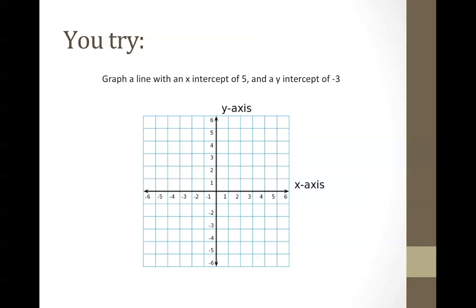Next, let's see if you can graph a line just by knowing its intercepts. Suppose that I told you that there's a line that has an x-intercept of 5 and a y-intercept of -3. Is that enough information to graph the line? Well, it is. You would find that if you plotted the x-intercept of 5 on the x-axis and the y-intercept of -3 on the y-axis, you'd have 2 points that you could connect together to make a line. Go ahead and do that and resume the presentation when you're done.